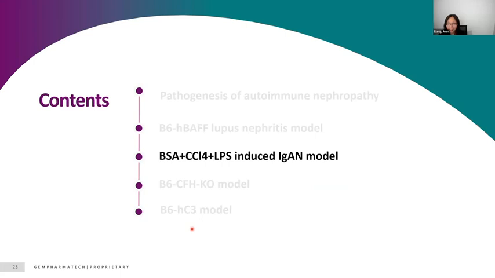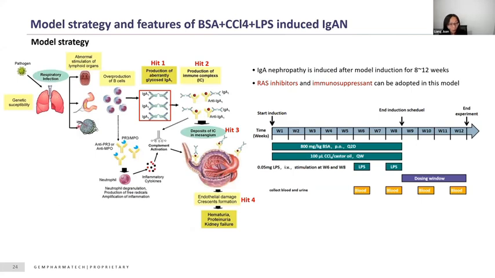So the next model is the BSA-induced IgA nephropathy model. Before we introduce this disease model, I'd like to take 7 minutes to talk about the four-hit hypothesis for the generation of IgA. This will help us to understand how to generate this disease model.